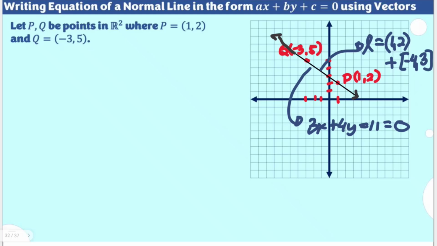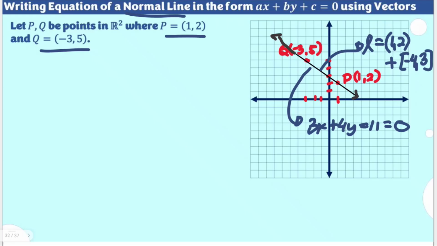For this video, we are going to write the equation of a normal line in the form ax plus by plus c using vectors. I have here vectors for the points P and Q. Now, don't worry about the illustration already presented here because we had a video on the equation of the line, not the normal line, of the same form using vectors.